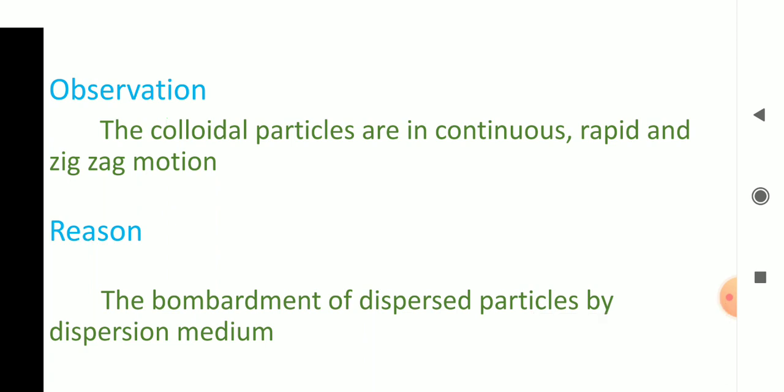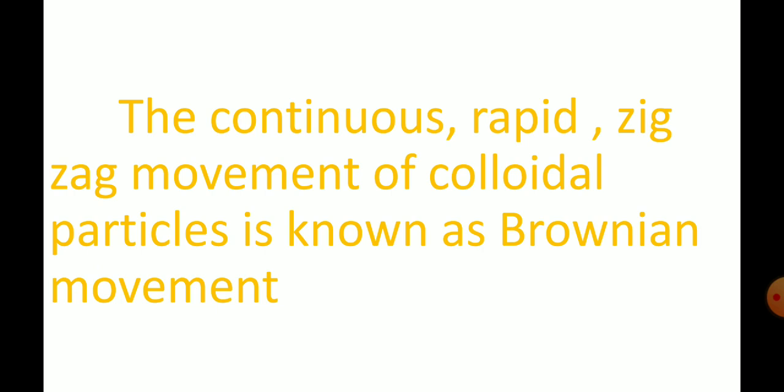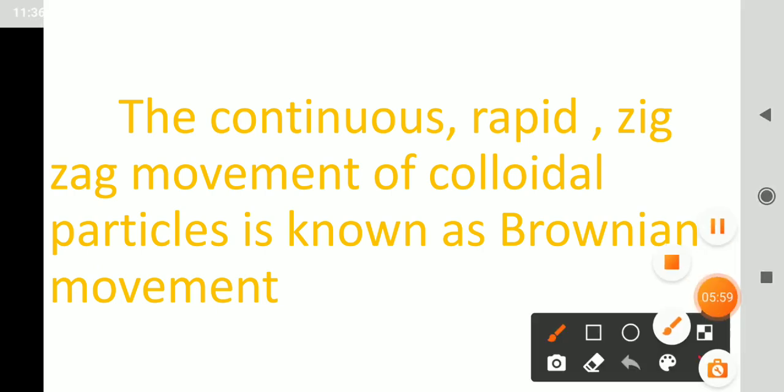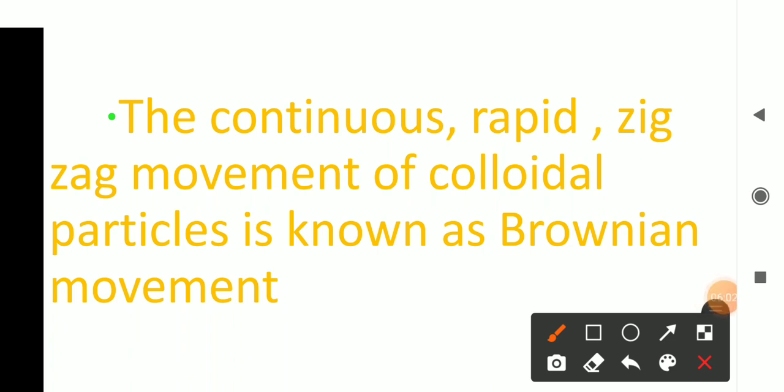Now, by definition, I have written what is called Brownian movement. So, what is Brownian movement? The continuous rapid zigzag movement of colloidal particles is known as Brownian movement. Why is it called Brownian movement? Because it was discovered by a Scottish botanist. Botanist means one who studies botany. He is Robert Brown, and so it is named Brownian movement.